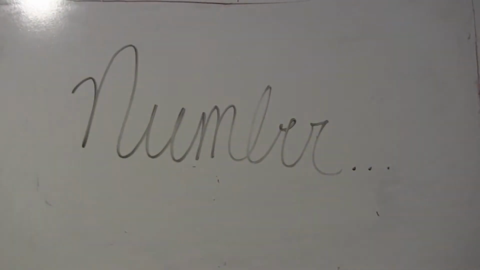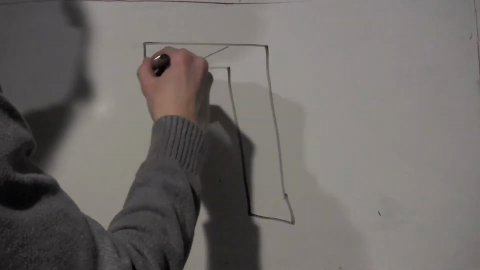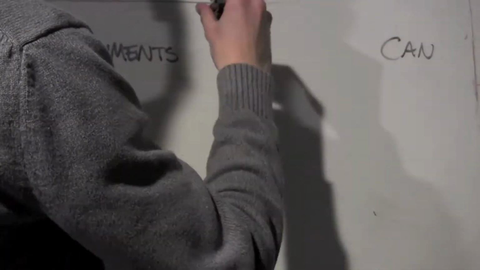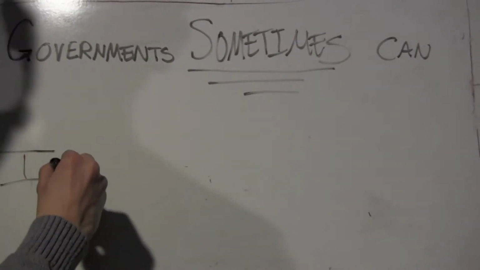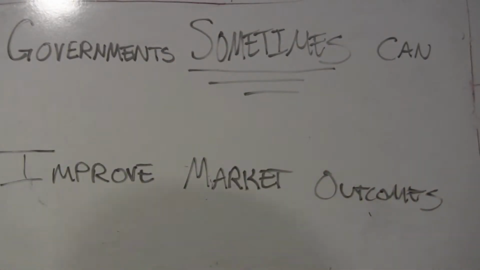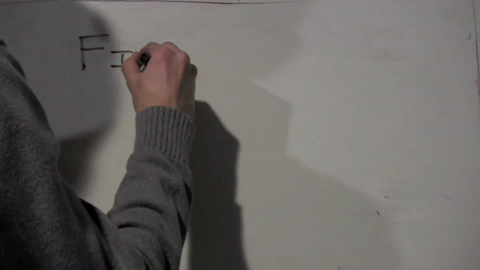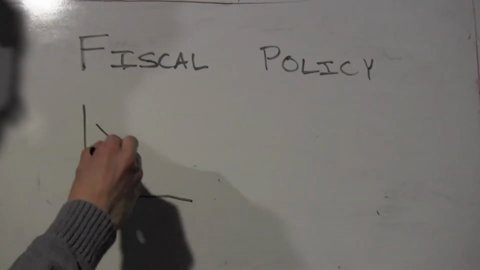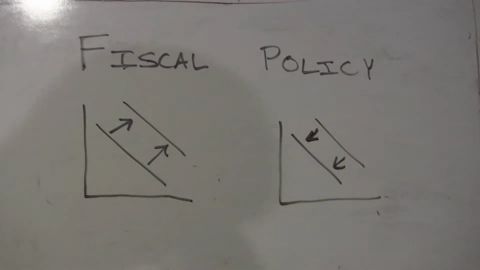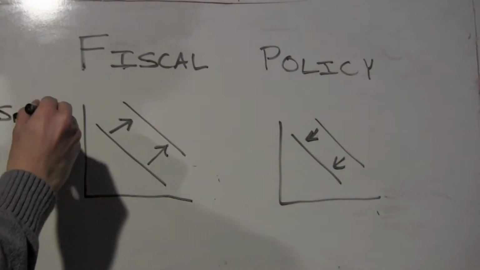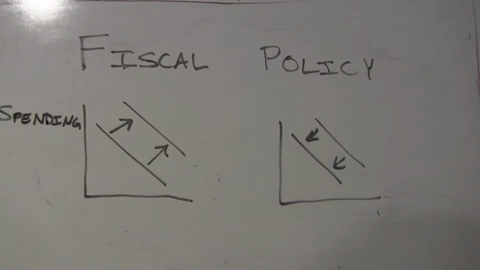Number 7. Mankiw's seventh principle states that governments can sometimes improve market outcomes. Governments have tools to shift the market in different directions. These tools are called fiscal policy. Some examples of fiscal policy are government spending or taxes, things like that.